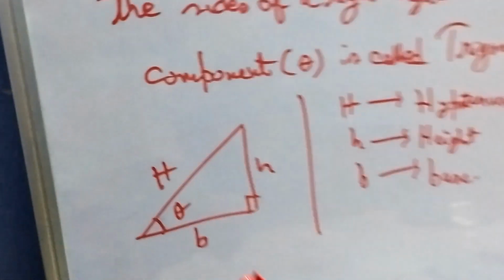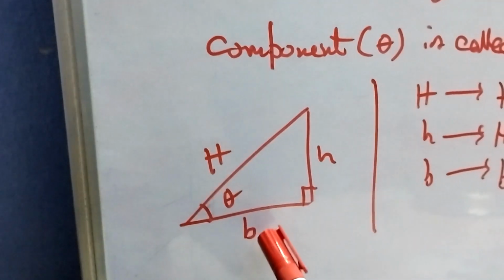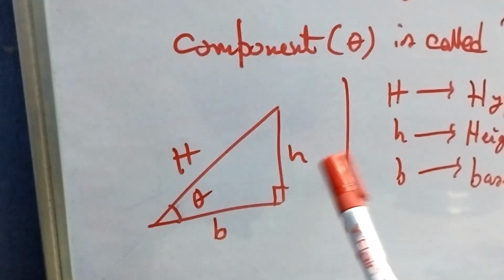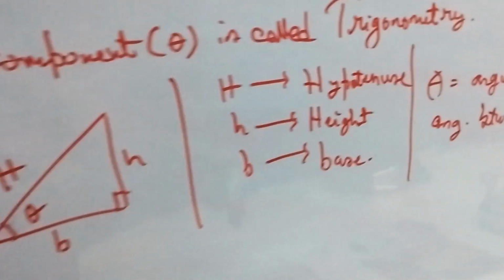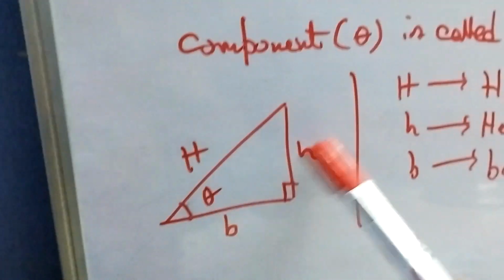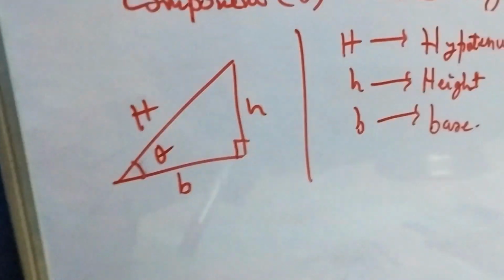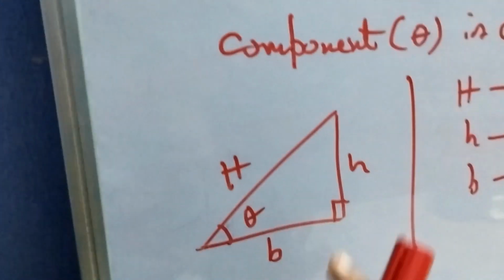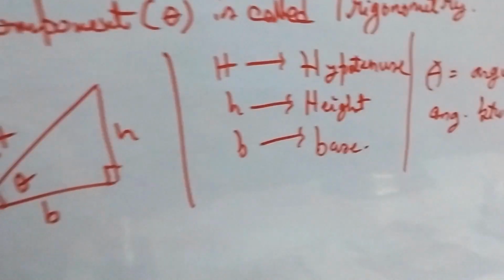So I have drawn here a right angle triangle. You can see I have marked them B, small h, capital H and theta. So what are they? Capital H is the hypotenuse, the longest side of a right angle triangle. If you sum the other two sides, this must be greater than them, right? This is the greatest side, longest in length. You must have read it in your lower classes.